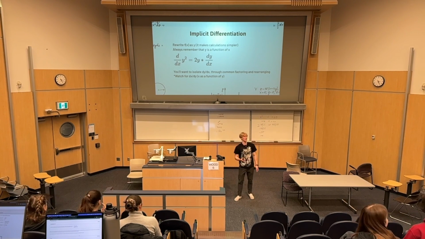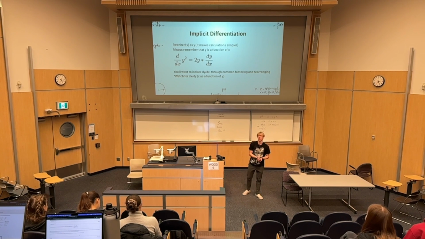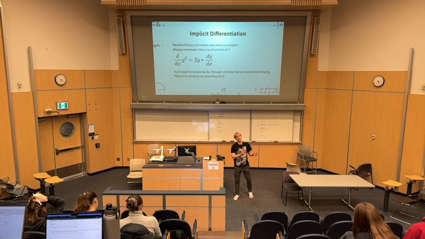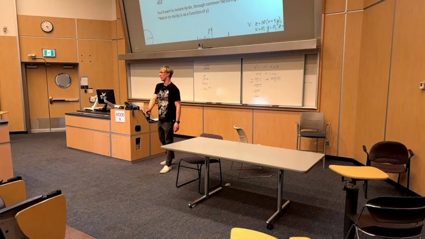Always remember, after you do that, that y is a function of x. So when you differentiate y, use the chain rule. For whatever it is, like y squared, that would be 2y times dy over dx, or times y prime. Then after you implicitly differentiate, you'll want to isolate for dy/dx through common factoring and rearranging.